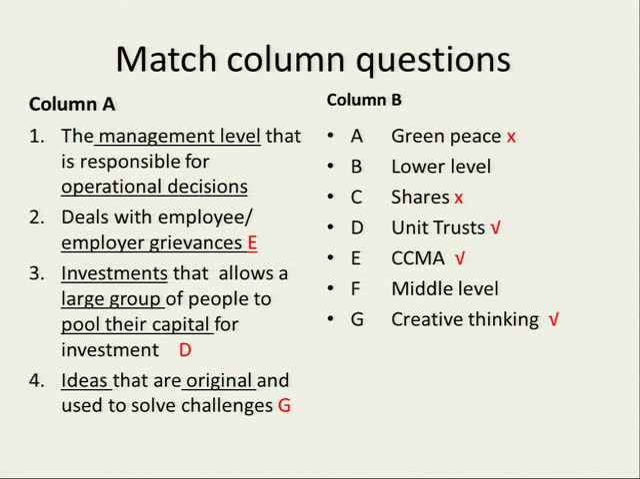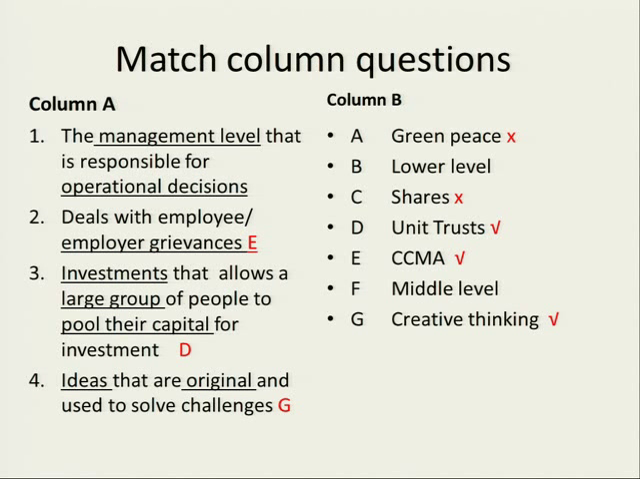If we look at column B, one answer that is definitely wrong, that is not relevant to any of the questions, is number A, green peas. So we cancel green peas. Then we take question number 1. There are 2 possible answers for this question: number B, lower level, or number F, middle level. Because the statement is looking for the management level, which is responsible for operational decisions.